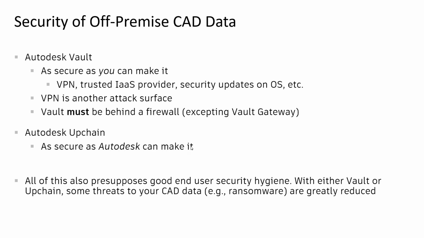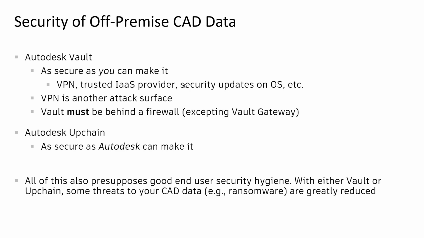With something like Upchain, again, software as a service, the only way in and out of that is essentially through Autodesk's authentication network. And so that's as secure as Autodesk can make it. And then, of course, all of that assumes your end users are following good security practices, right? With something like Vault in the cloud or Upchain, some threats can be greatly reduced, like ransomware. But nothing's going to protect from a bad actor who just downloads your whole vaults or downloads entire Upchain projects to their local computer and copies it to USB and walks out the door with it, right?